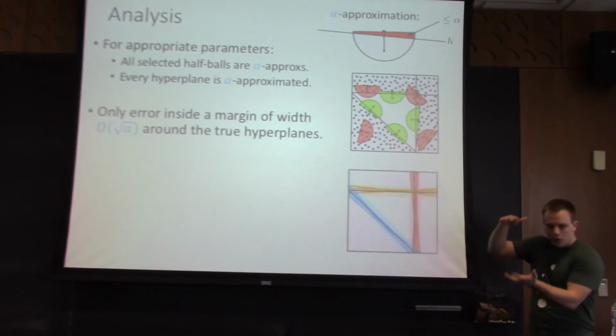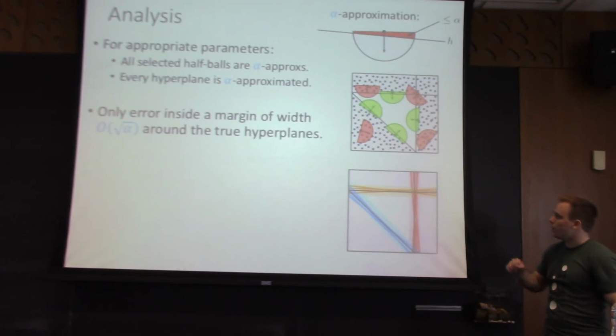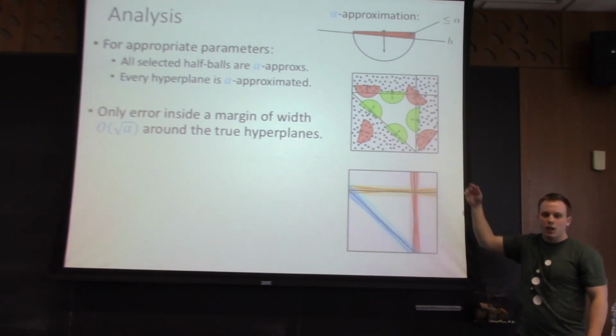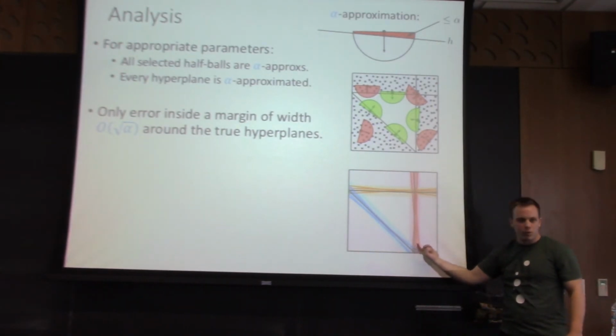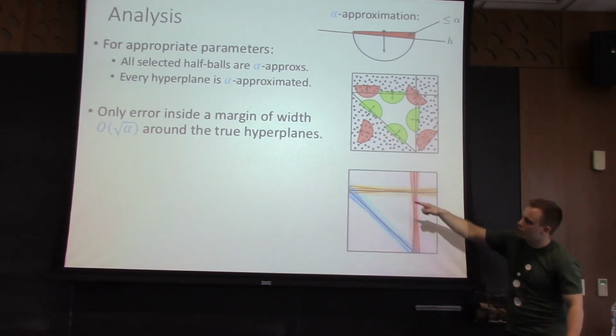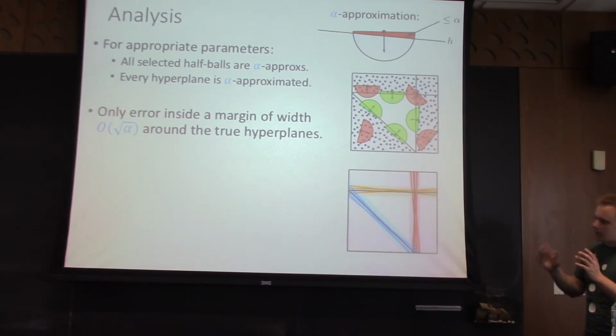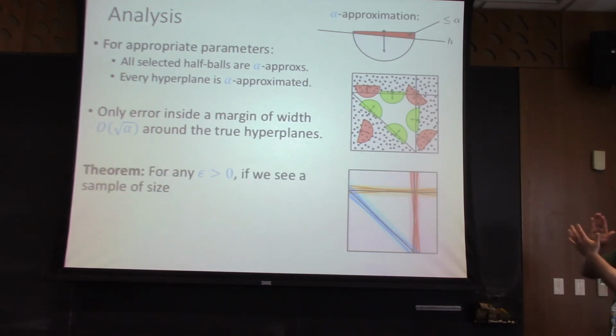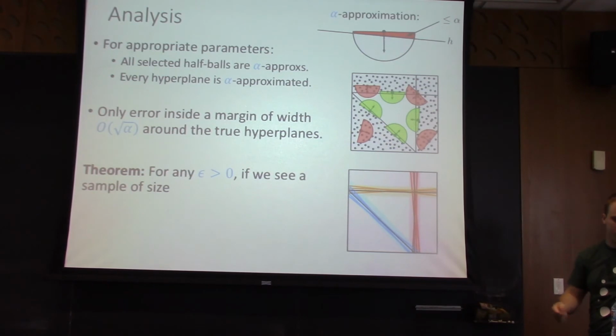And you can also show that if you're in a bounded domain, once you have these good approximations, they're only going to disagree with the true target function in a margin of width proportional to the root of alpha. So taking these things together, if you make the margin small and the data distribution is uniform, you can control the probability that you'll make mistakes.